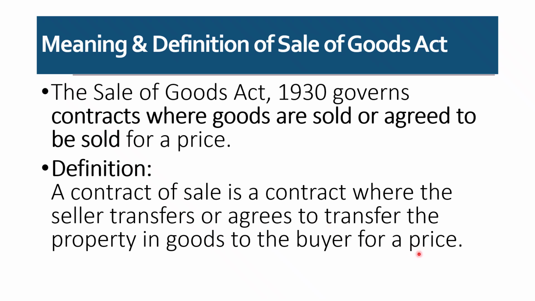Let's understand this with a simple example. If I buy a laptop from a shop for, let's say, 40,000 rupees, that is a sale because ownership shifts immediately. But if I order a custom made laptop that will be delivered next week, then it becomes an agreement to sell. So this is the foundation on which the entire act is built. Here we see that there are two things. One is the sale and the other is agreement to sell. These two things need to be clear first before we move ahead.